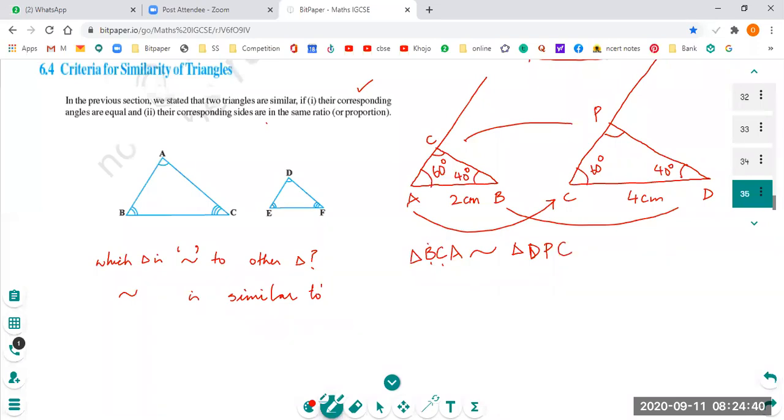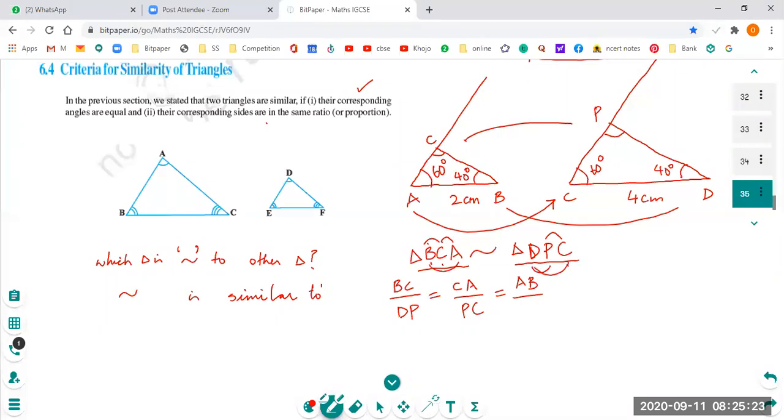Now I told you, if the vertices of the triangles are written in the correct sequence, now what is the advantage you are getting? See, BC by DP should be equal to CA by PC. Very good. Should be equal to, now if I take AB, AB by CD. Oh beautiful, AB by CD.